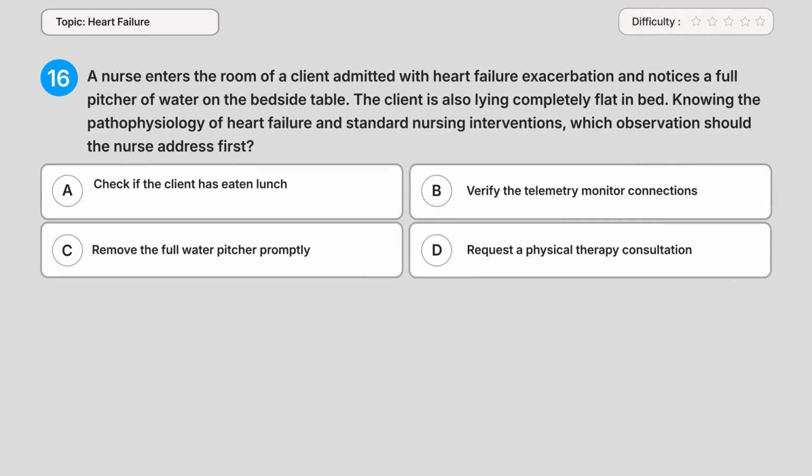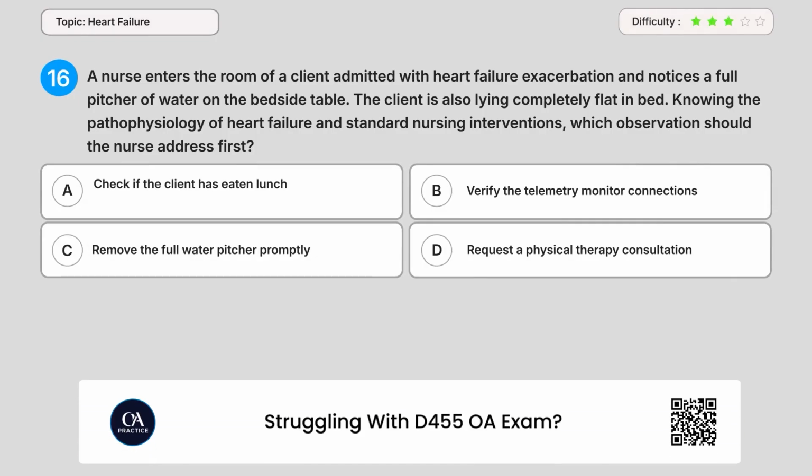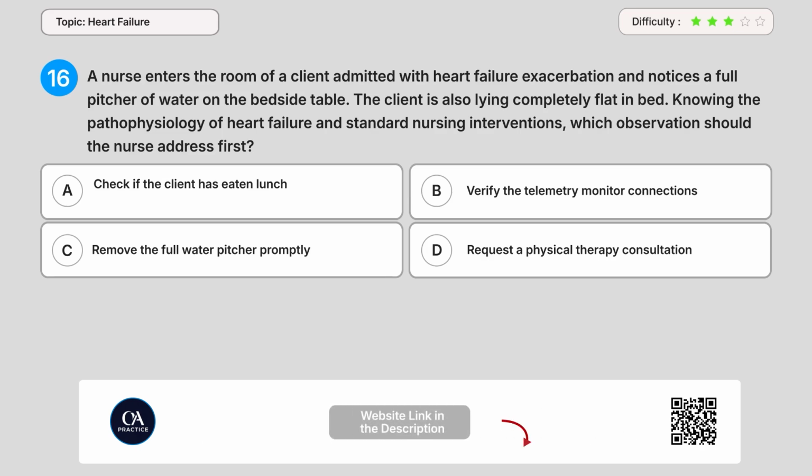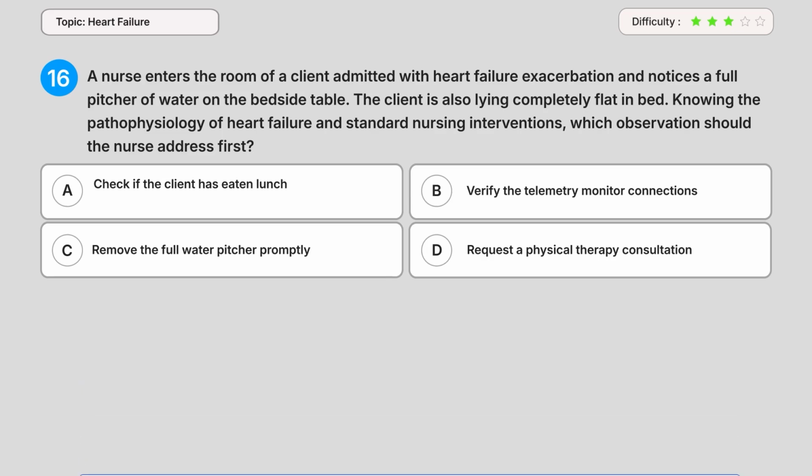16. A nurse enters the room of a client admitted with heart failure exacerbation and notices a full pitcher of water on the bedside table. The client is also lying completely flat in bed. Knowing the pathophysiology of heart failure and standard nursing interventions, which observation should the nurse address first?